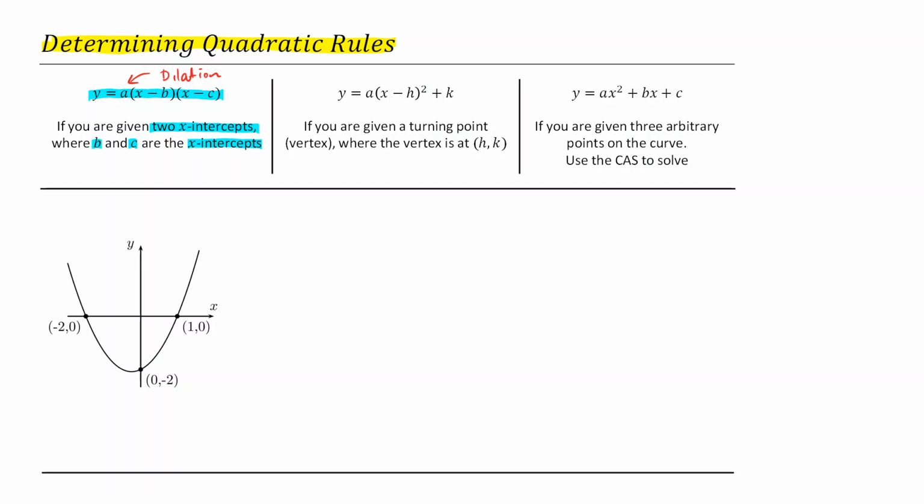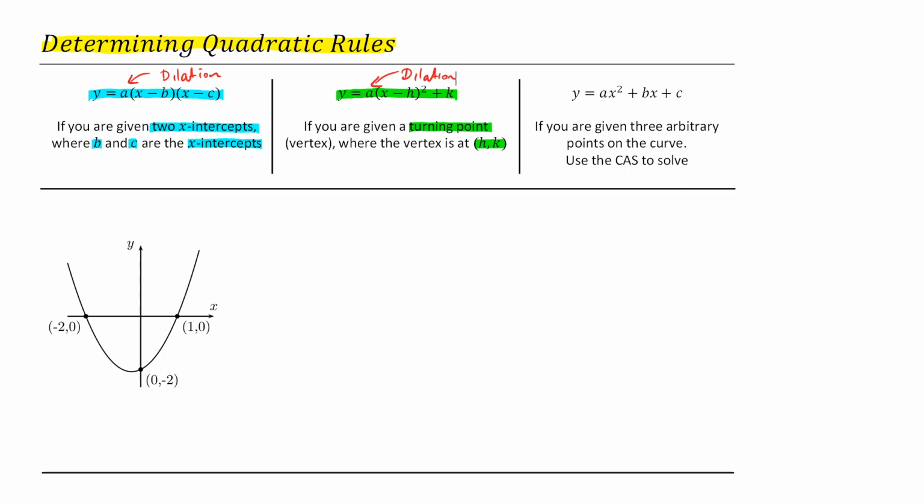The next form a quadratic rule can take is like this. This is when you've been given the turning point or vertex, and the vertex is given by (h, k). So the h and k gives you the turning point. Once again, I want to draw your attention to the dilation factor right here. So this a at the front is my dilation factor, and it's important that we remember that.